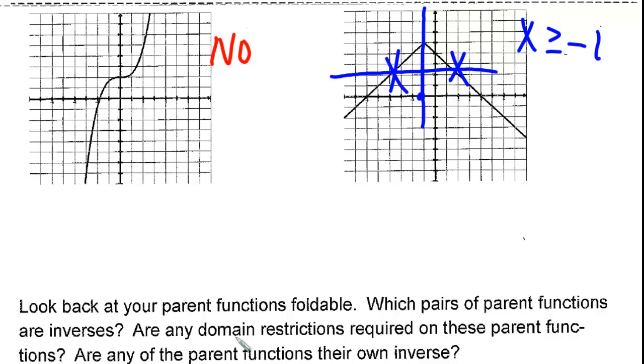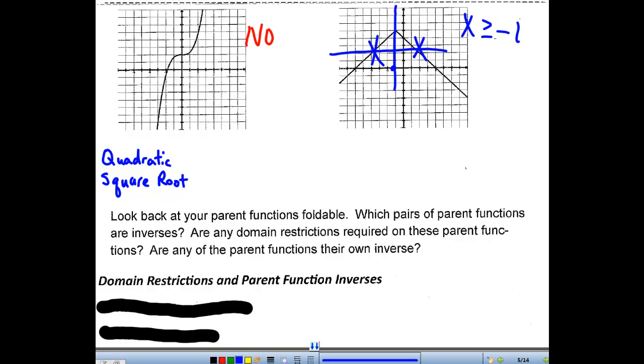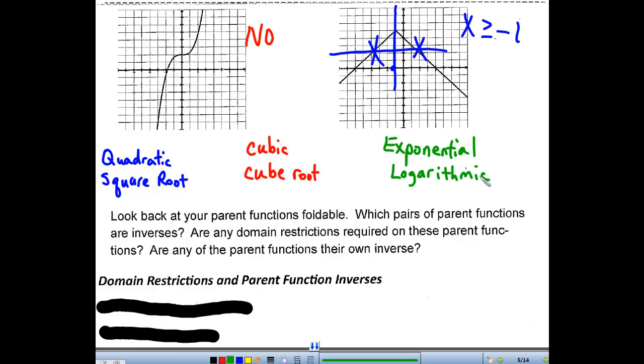Now look back at your parent functions foldable. Which pairs of parent functions are inverses? You should have seen that the quadratic and the square root are inverses of each other. You should have also seen that the cubic and cube root are also inverses of each other. And exponential and logarithmic functions are also inverses of each other. Are any domain restrictions required on these parent functions? You should see that yes, there are some domain restrictions required on one of these, and that is the quadratic.